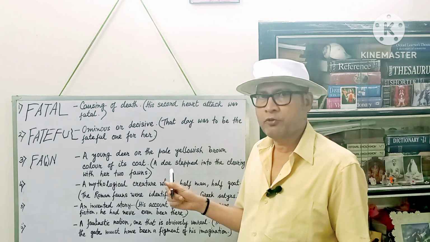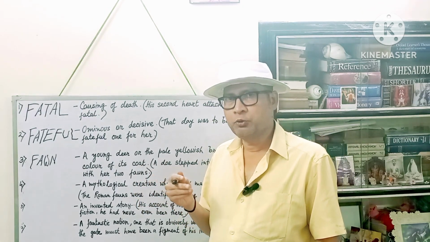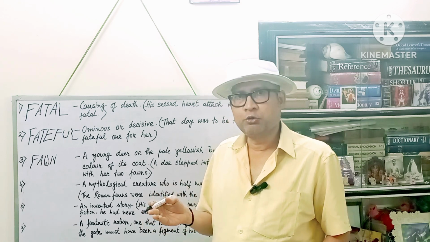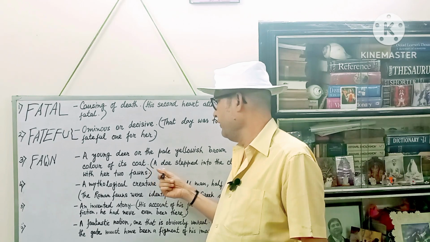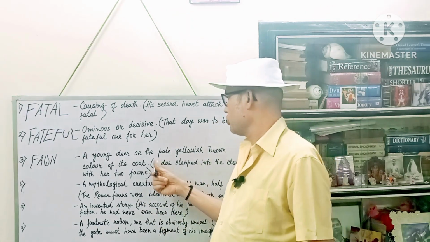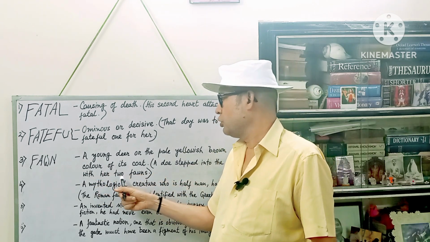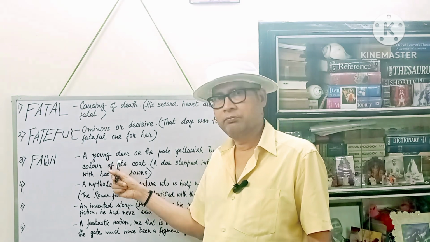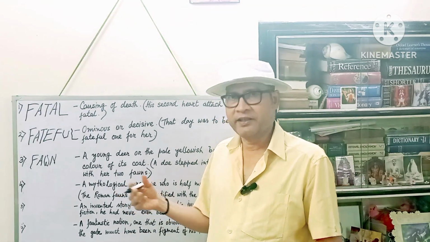A doe. What is the meaning of doe? D-O-E, it's a new word. I advise some of you to add this word to your vocabulary. Doe means a female deer. So a female deer stepped into the clearing with her two fawns. Fawns, young deer. Two children of the deer.